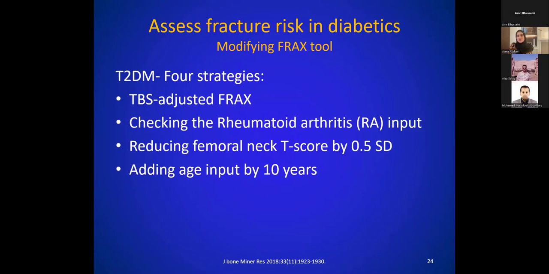So you have four ways to do it. It's either to use the TBS as an input to FRAX, or check rheumatoid arthritis as yes in those patients, or reduce the femoral neck T-score by 0.5, or add 10 years to the age input. Next slide.